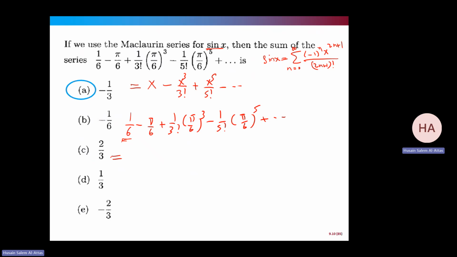Well, very clear. I need to put x equal pi over 6. Yeah, because this is cube, this is 5. So that's what I should have in my mind. Okay. So this 1 over 6 has no relation to that. Minus. Also, I'm starting with plus. So I take minus as a common factor. See what will happen. That will be pi over 6 minus 1 over 3 factorial, pi over 6 cubed.